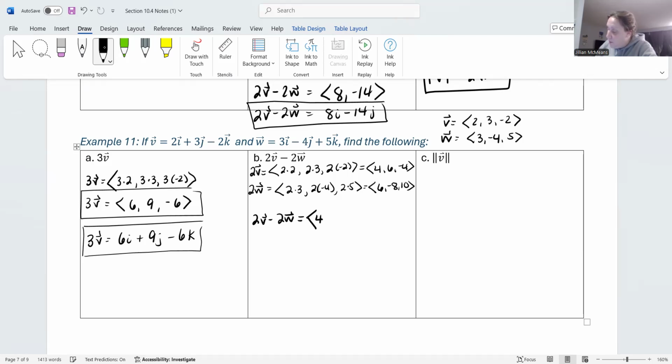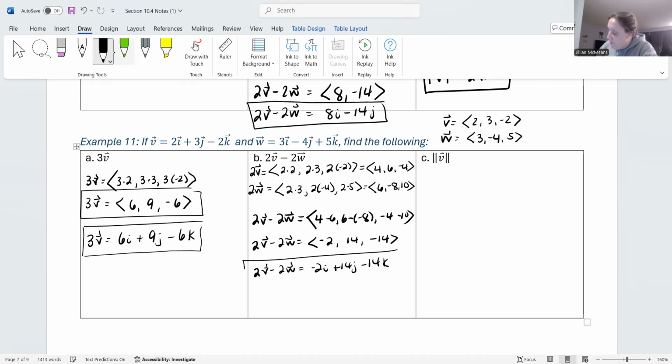So we are going to get 4 minus 6, 6 minus -8. Please, please, please watch your signs. -4 minus 10. So we would finally say 2v minus 2w equals, let's see, that's going to be -2. 6 minus -8 is 14. -4 minus 10 is -14. And if we wanted to write this in component form, we would say that 2v minus 2w is -2i plus 14j minus 14k. So either of these are fine.